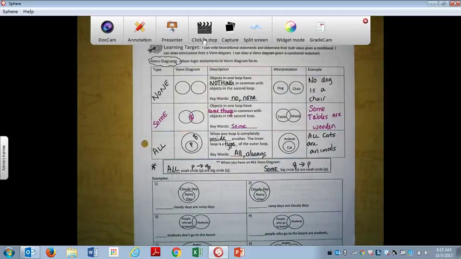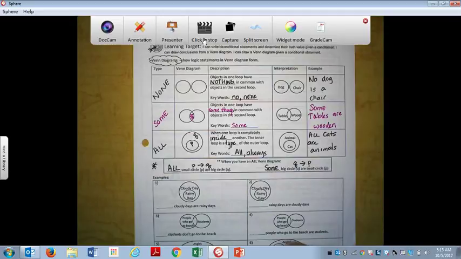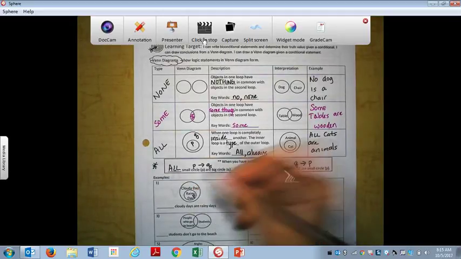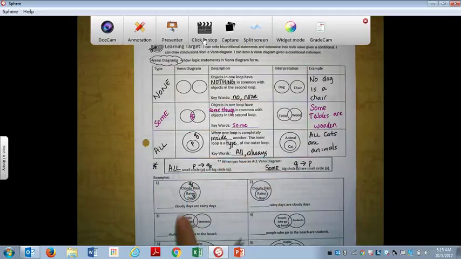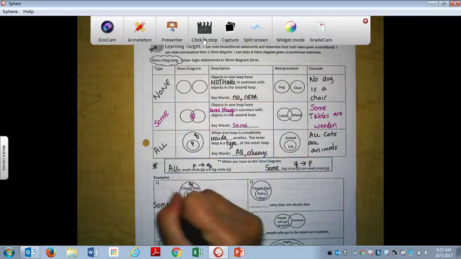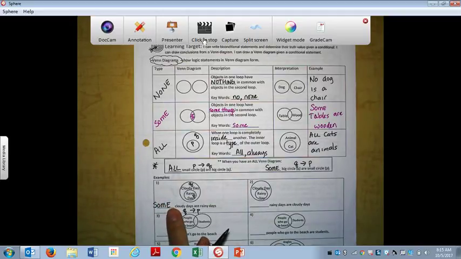Now we're going to look at that. Rainy day is your P, and cloudy day is your Q. Looking at the statement, cloudy days are rainy days. This is going from Q to P, so you know that's the special type. This is the exception. That is going to be some, even though it looks like all.